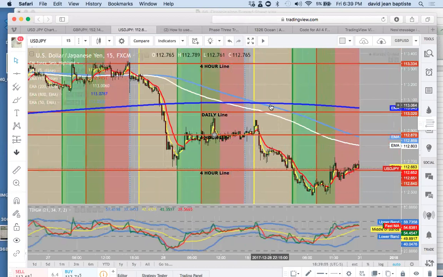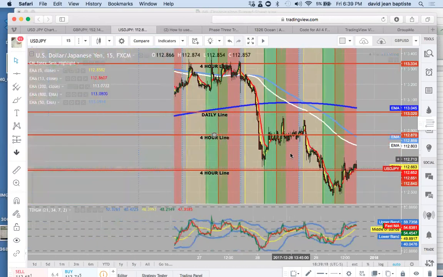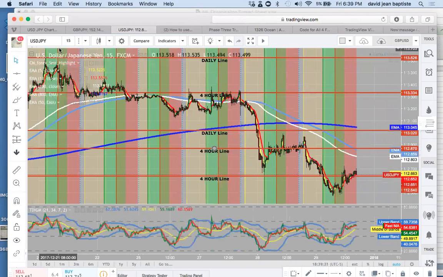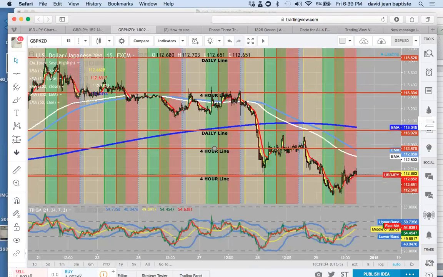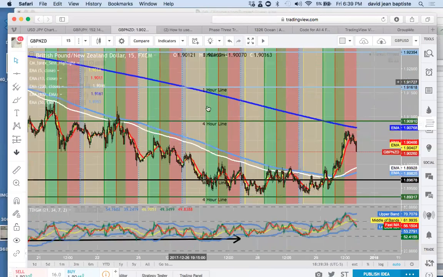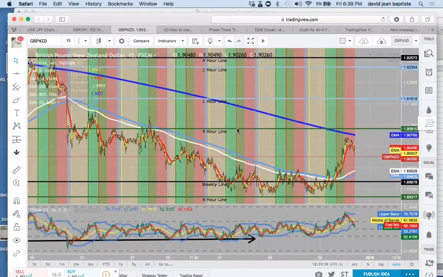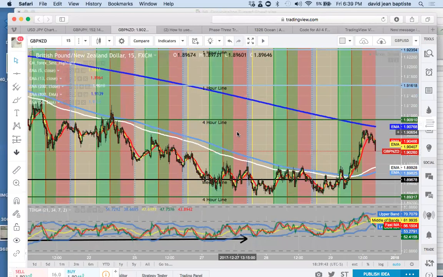So once you have the sessions in place, you have the 4 hour, you have the daily, and you have the weekly in place, you could simply check and make sure where you are in the market. For example, I would love to use my pair. So I completed placing the indicators and the sessions on UJ. So I'm just gonna go on a GBP pair real quick. All right. This is my pair. Okay.